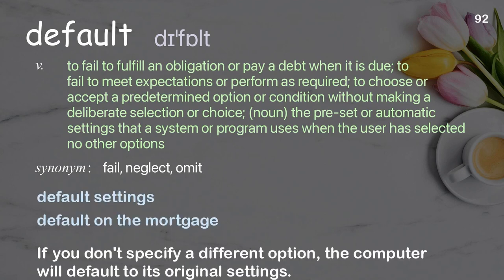Examples: default settings, default on the mortgage. If you don't specify a different option, the computer will default to its original settings.